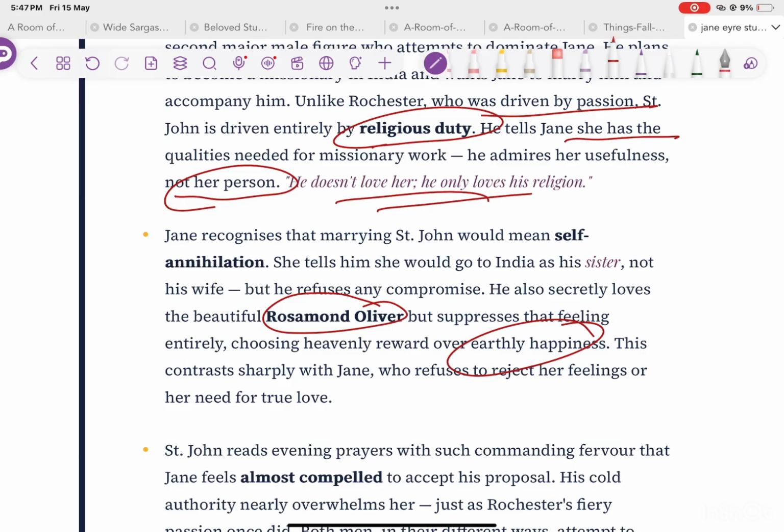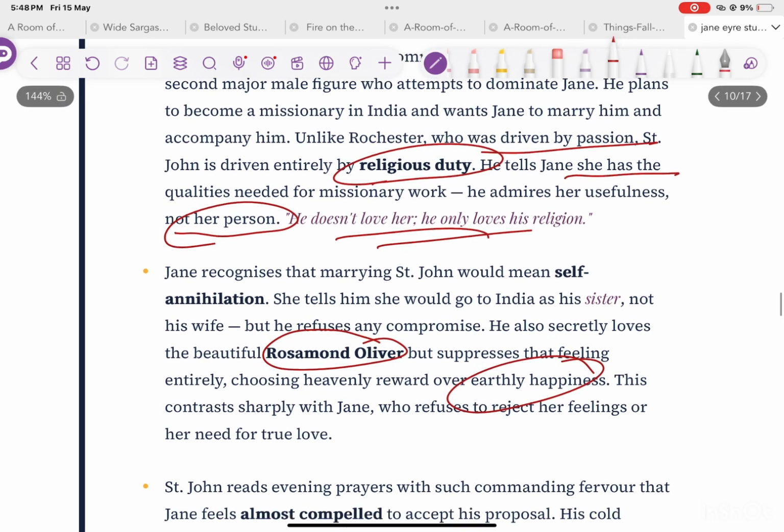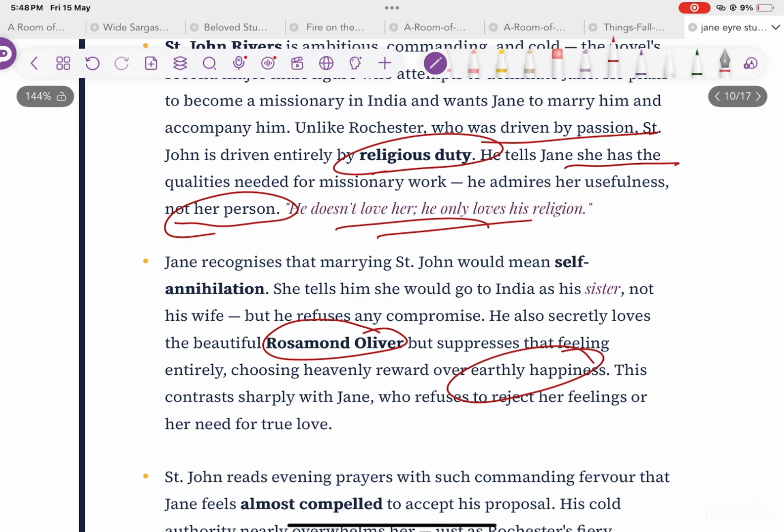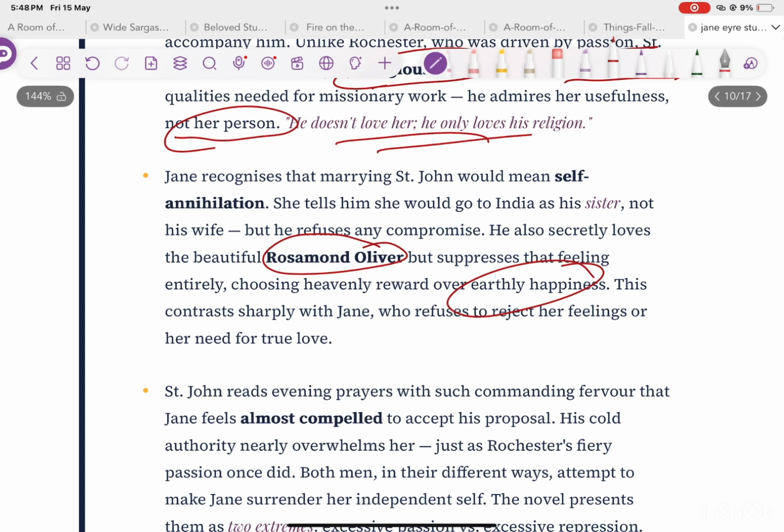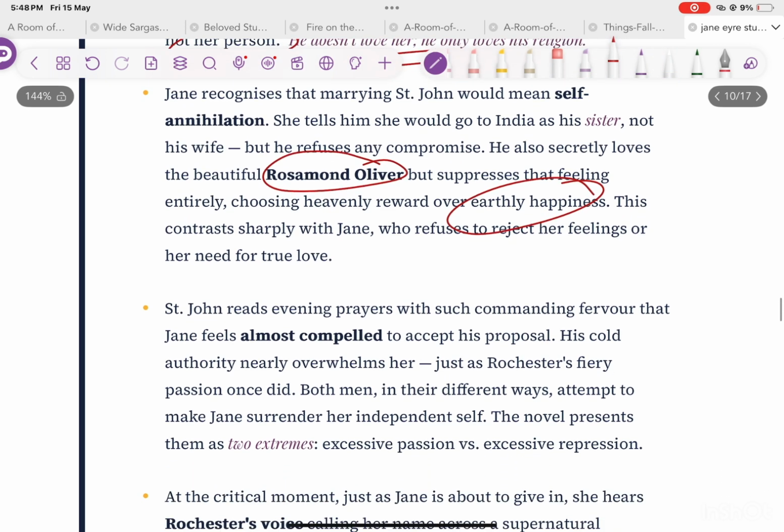So, two things happen. When Rosamund Oliver marries someone, he is very sure that he will do the work of the missionary, he will become a clergyman. And also he is in love with Rosamund Oliver. So, when Rosamund Oliver marries someone, then he tries to force his thoughts towards the profession as a clergyman, and he forces Jane to accompany him to India for his work as a missionary to spread the Christian religion.